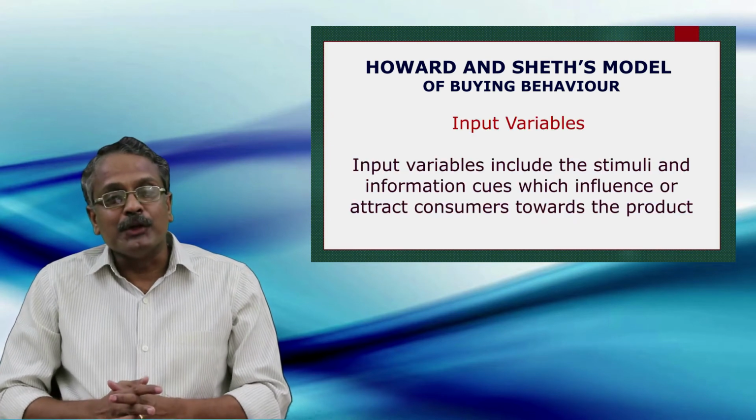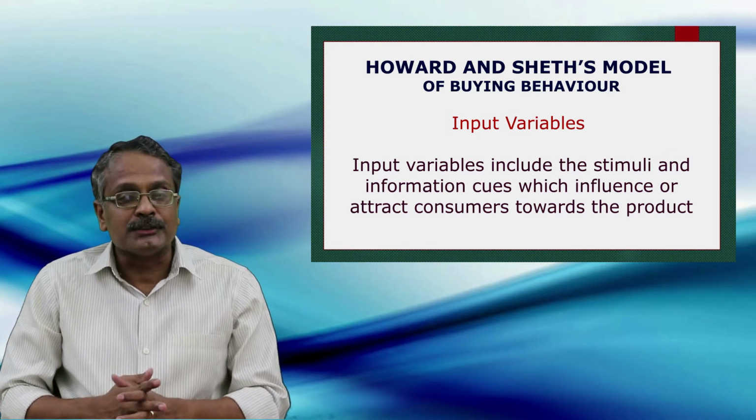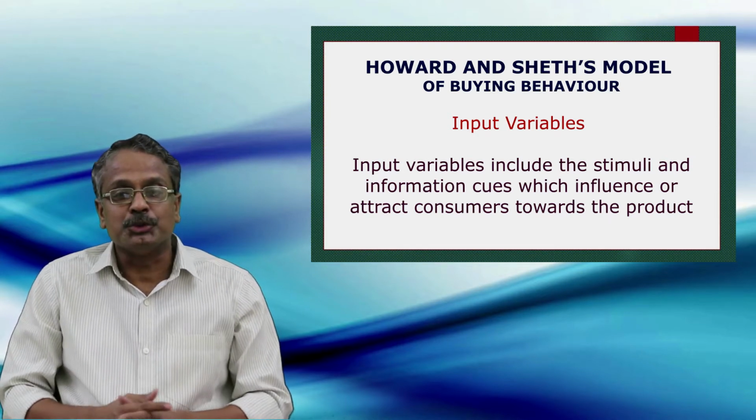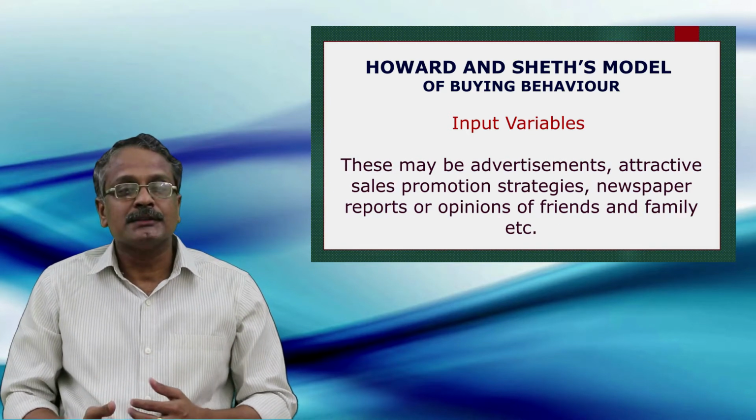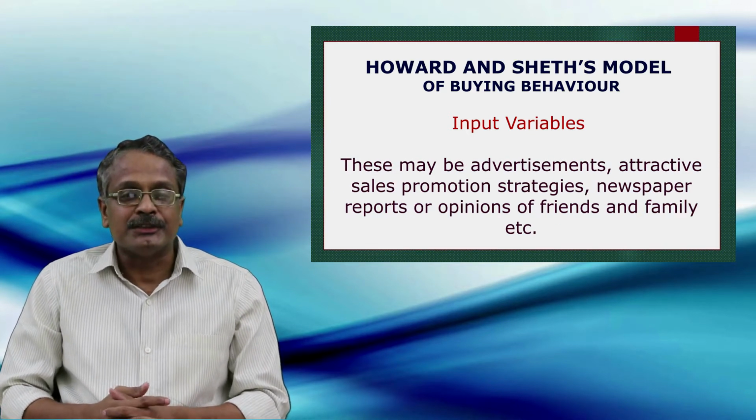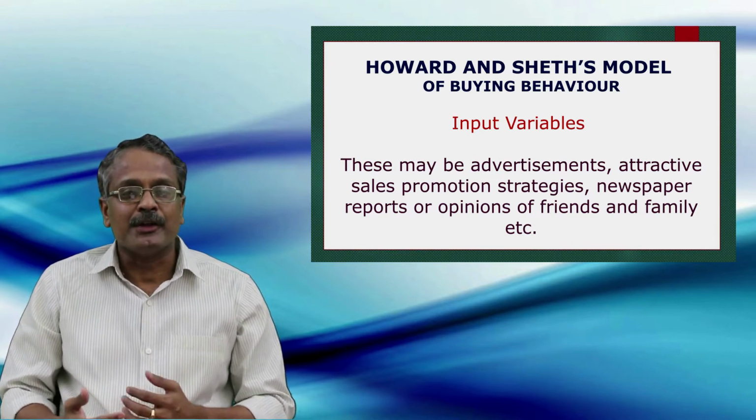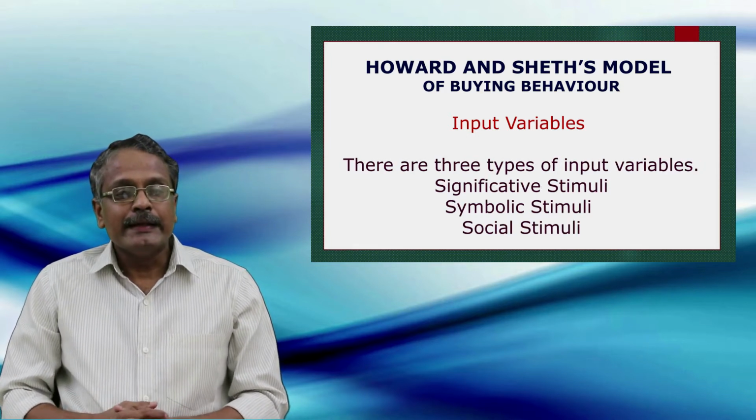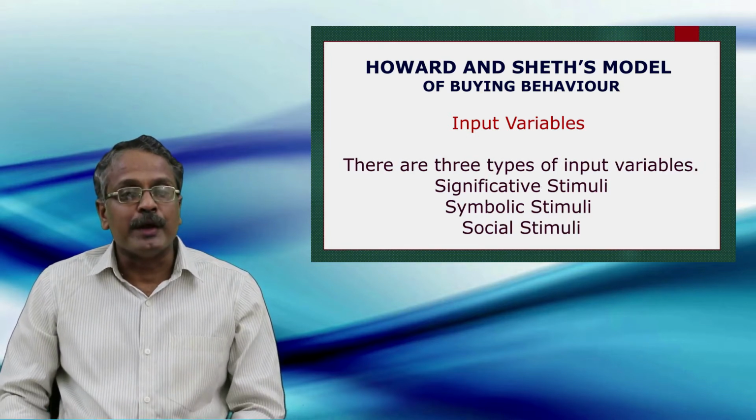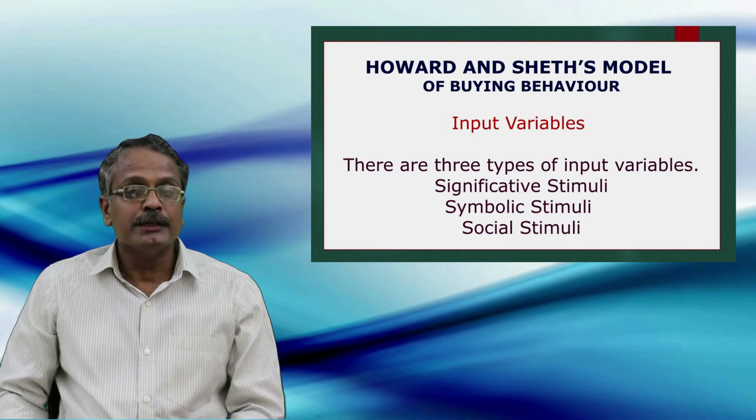Input variables include the stimuli and information cues which influence or attract consumers towards the product. These may be advertisements, attractive sales promotion strategies, newspaper reports, or opinions of friends and family, etc. According to the Howard Sheth model, there are three types of input variables. They are significative stimuli, symbolic stimuli, and social stimuli.